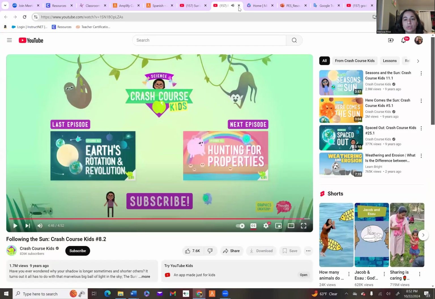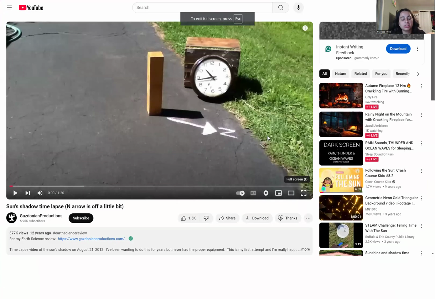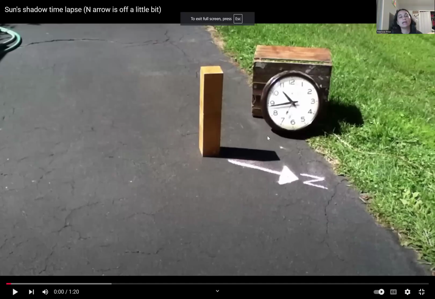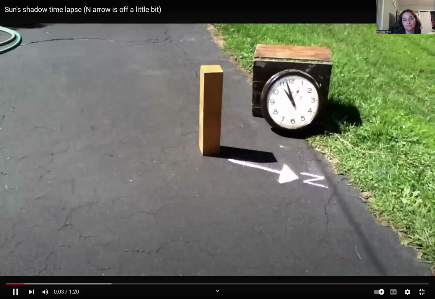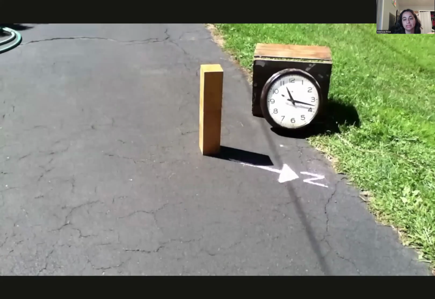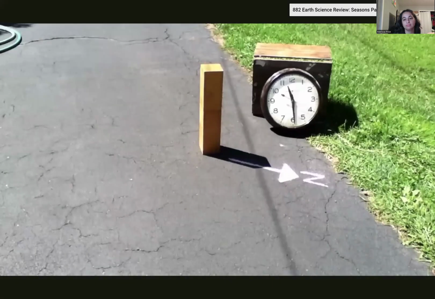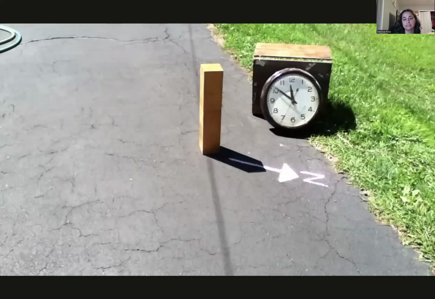All right, and then just one more video for us to look at together. This is just a time lapse showing how the shadow moves all day. So it's showing the times. It's 11. Now we're about to be at 12. So we can see that the shadow is moving.